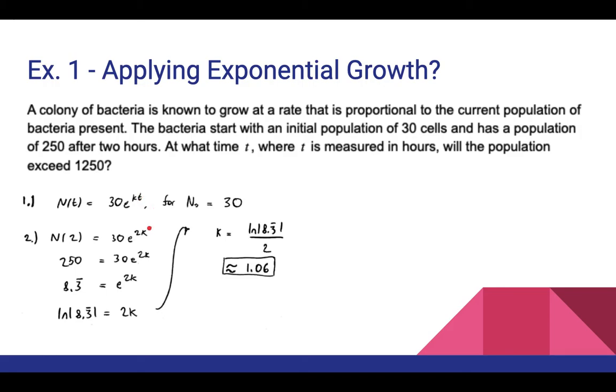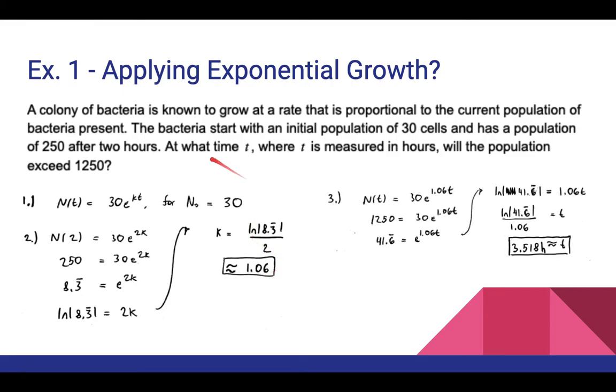Now what we need to do is solve for our growth constant k. So we plug in t equals 2, and N(t) equals 250. N(t) is our population at 2 hours, which is 250, and we plug in t equals 2. That gives us 250 = 30e^(2k), which gives us 8.3 = e^(2k). We can solve this by taking the natural logarithm on both sides to get ln(8.3) = 2k, or k = ln(8.3)/2, which is approximately 1.06.